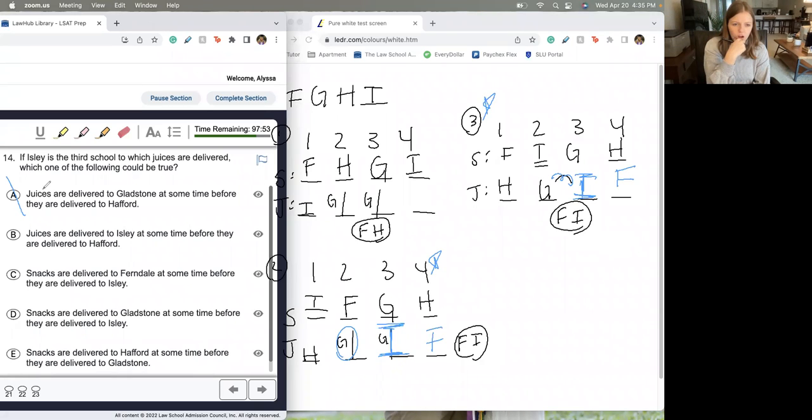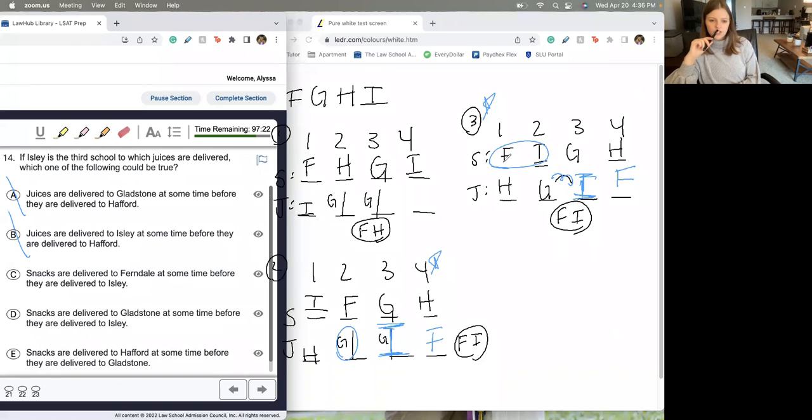Juices are delivered to I at some time before they are delivered to H. Nope, that's wrong, because actually, I'm just now noticing this. H is always going to be first. Nothing can come before H in our juice line. Snacks are delivered to F at some time before they are delivered to I. That could happen. They're flipping between these two, but it could happen up here that F is before I, so I like that one.